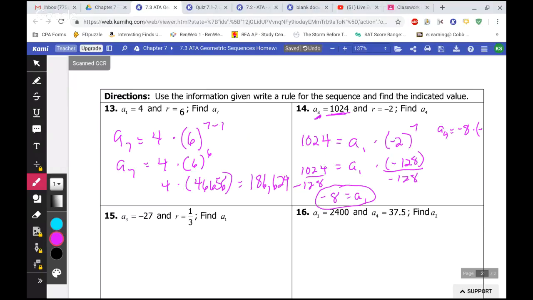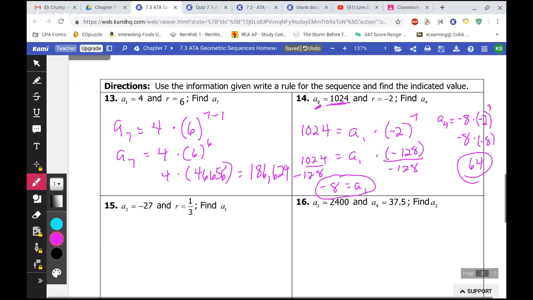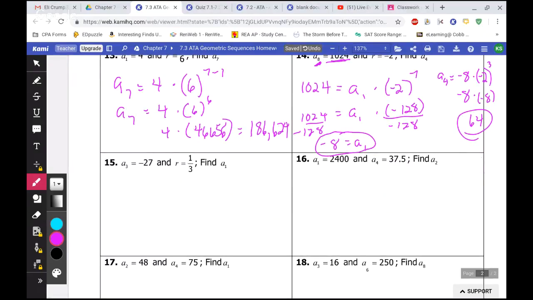Mm-hmm. And then the common ratio raised to 1 less than 4, which is 3. Well, that's just going to be negative 8 times negative 2 raised to the third. Oops. I don't know why I wrote a negative 6 there. Negative 2 raised to the third power is negative 8. So the 4th term is 64. That makes sense? Yeah. Okay.